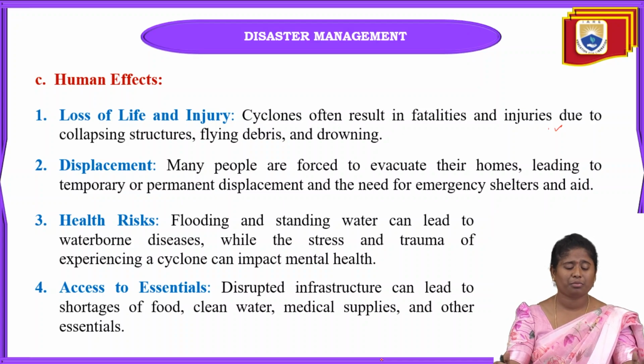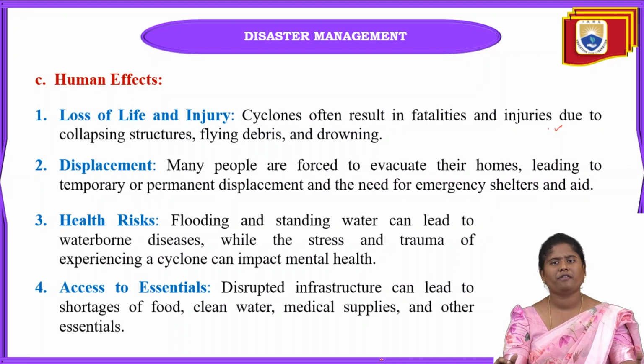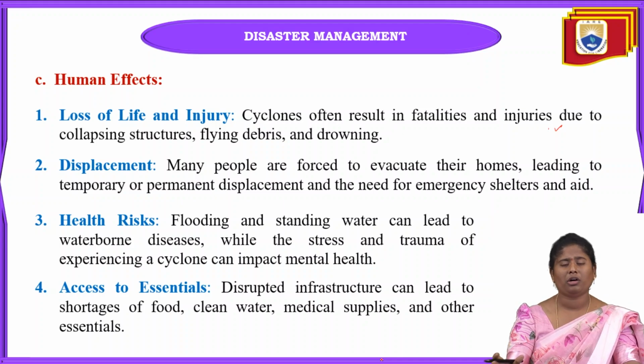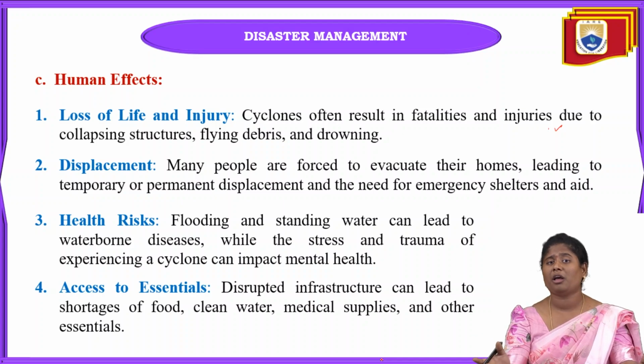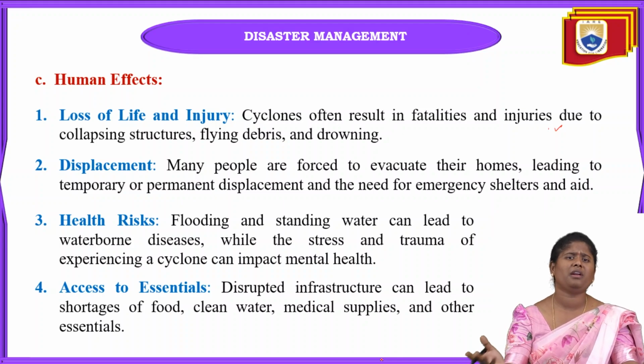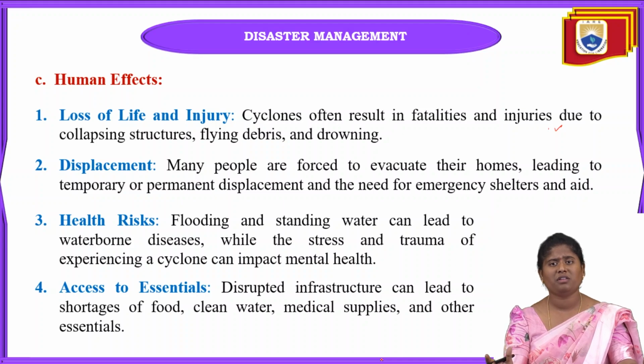And coming to the last one, that is access to the essentials. If cyclones occur, there will be so much disruption in the infrastructure, transportation and road facilities, everything can be disrupted easily because of these disasters. That can lead to a shortage of food, and we may not get clean water. There will be contaminated water here and there, and from that we can get waterborne diseases like cholera and malaria. Medical supplies will not be there, and some other daily life essentials we can't get when this disaster happens.